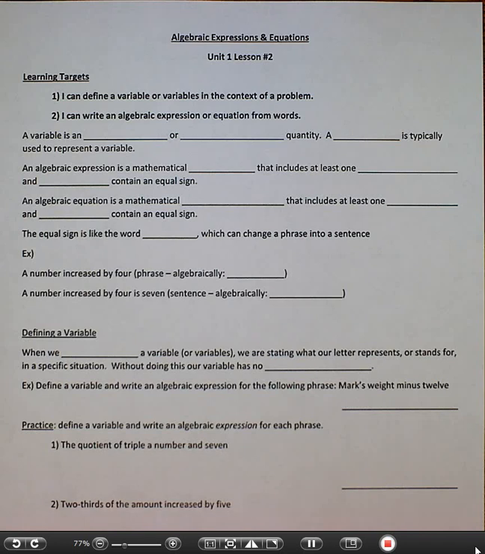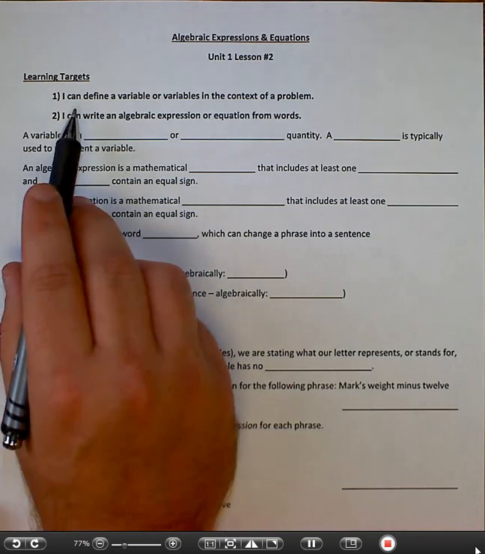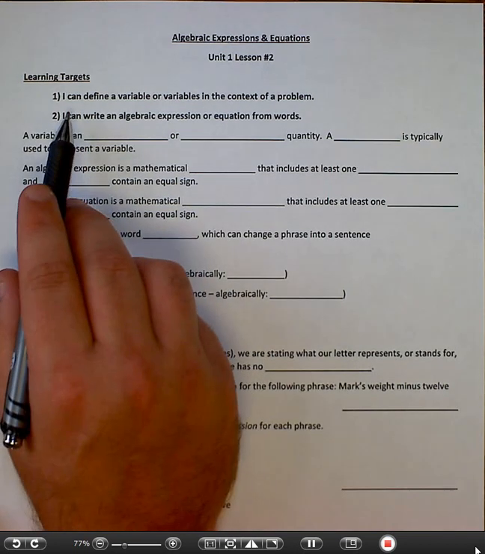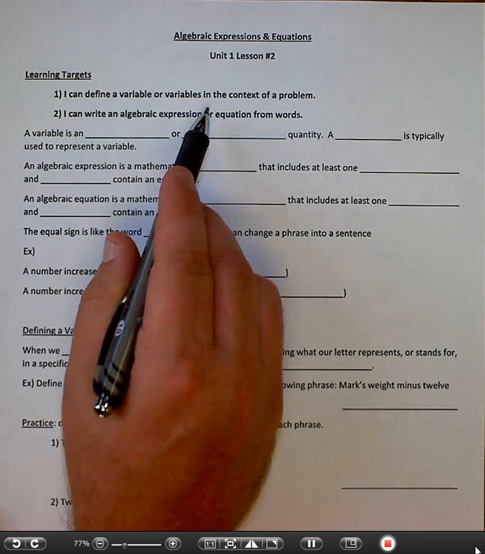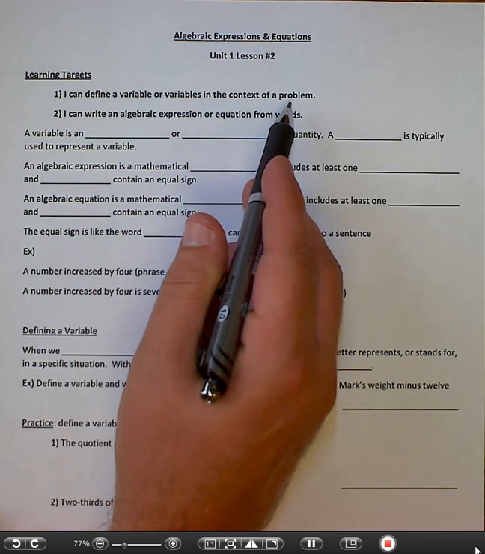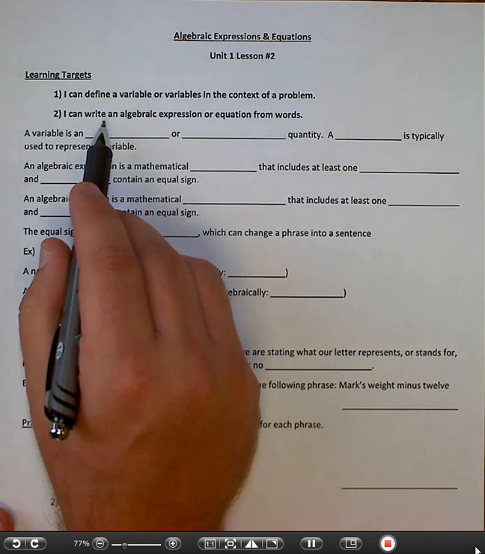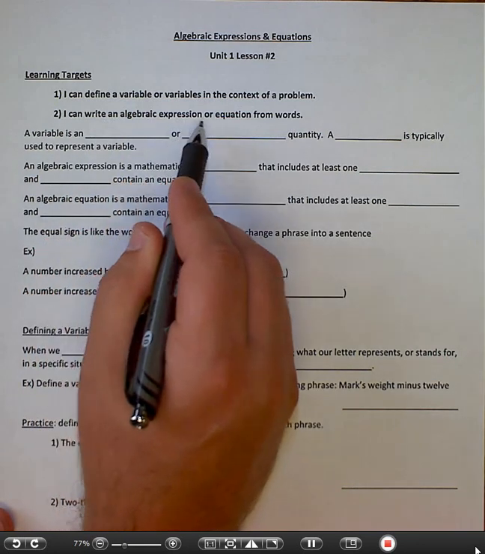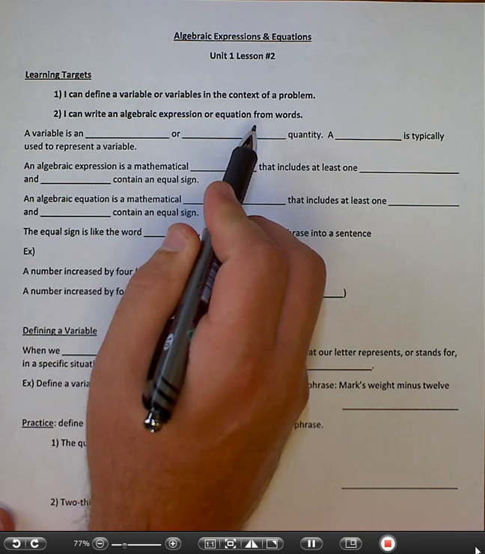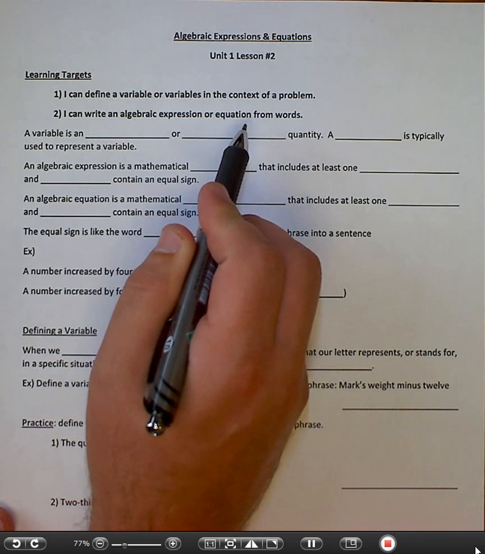So we've finished with order of operations, moving on to algebraic expressions and equations. We're actually starting to get into some algebra now. Look at what I want you to be able to do. I can define a variable or variables in the context of a problem. You might not know what that means yet. I'm going to tell you later on in the video. I can write an algebraic expression or equation from words. So you're going to be starting to write expressions and equations using algebra.